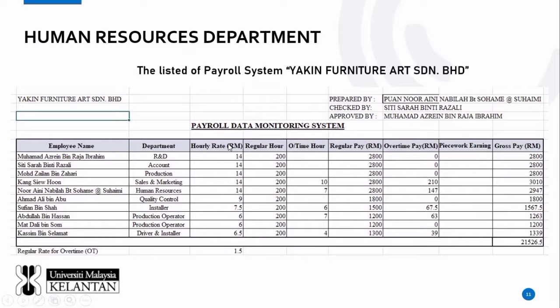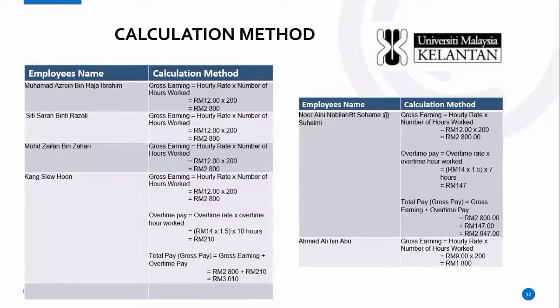We close with this deal to the payroll data monitoring systems with 10 employees overall. It is conducted with hourly rates on a daily basis, overtime hours, regular pay, overtime pay, piece earnings, and gross pay. So the total cost is about 21,526.50.